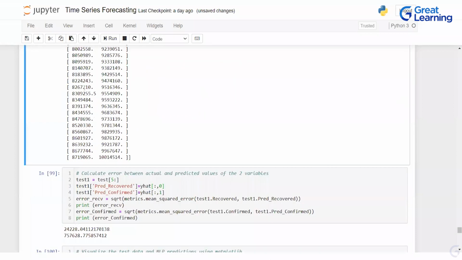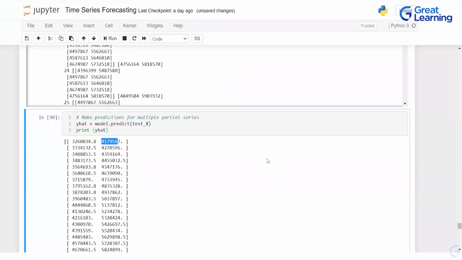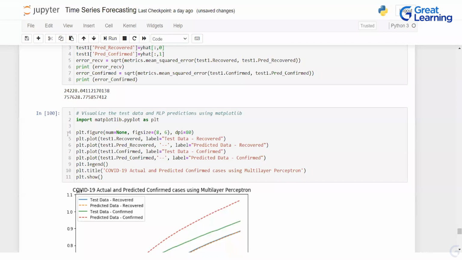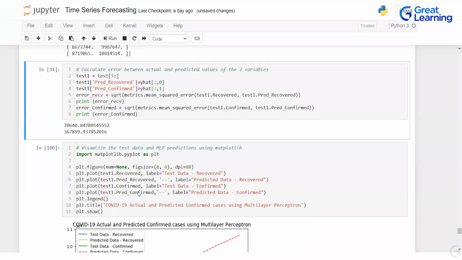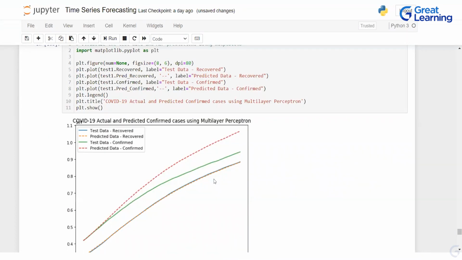See, it is doing prediction for both my recovered and confirmed together. And this is the mean squared value that you are getting for your recovered. This is for confirmed cases. If you want to visualize the test data, this is your recovered, blue line. This blue line below is your test recovered, and then you have predicted recovered, same as whatever you have as the test. This is your confirmed cases, green one, and prediction is this red one, which it is predicting higher.